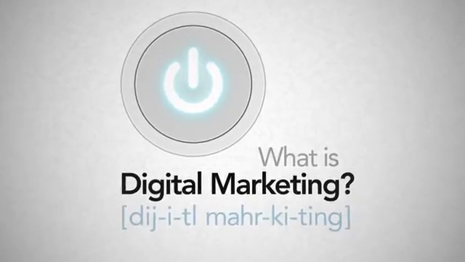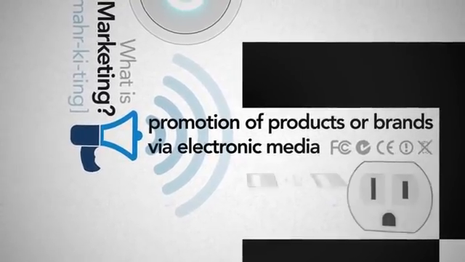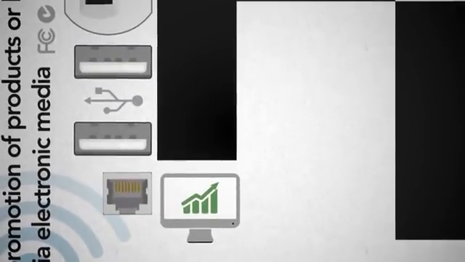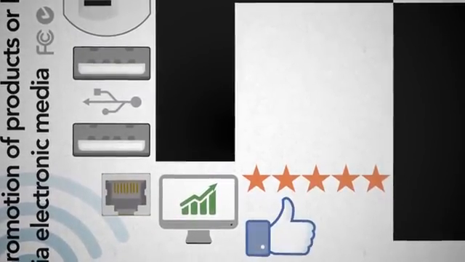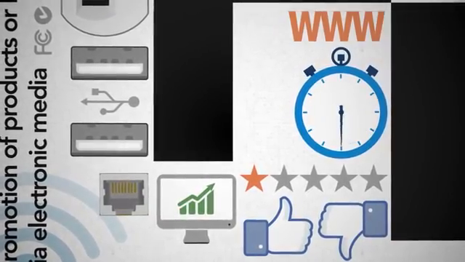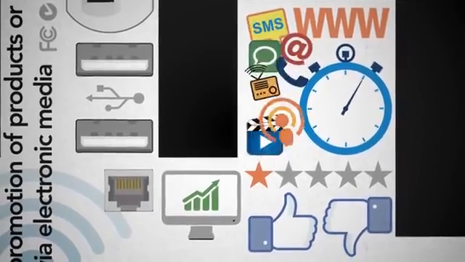Digital marketing is the promotion of products or brands via electronic media. By using digital marketing channels and methods, you can analyze your marketing campaigns to understand what is working and what isn't, typically in real time. While the internet is the channel most closely associated with digital marketing, other channels are important.